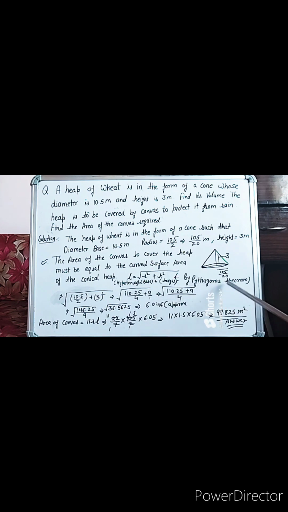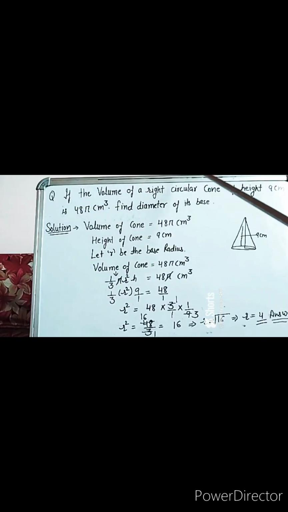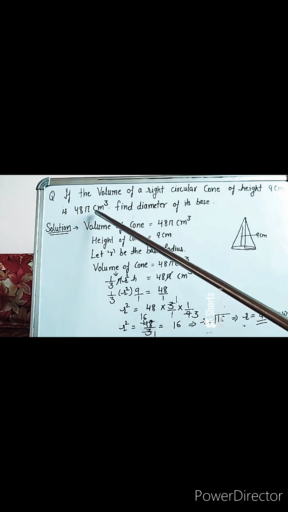Slant height formula, by using the Pythagoras theorem, is the square root of r square plus h square. Then we put the values of r and h in the formula and solve. We get 6.046 approximate slant height. Putting the value of slant height in the area of canvas formula pi r l, and putting the values of pi, r and l, we get 99.825 meter square.